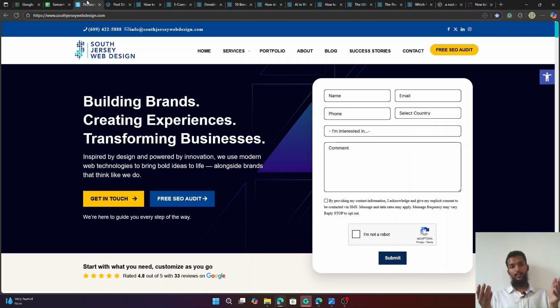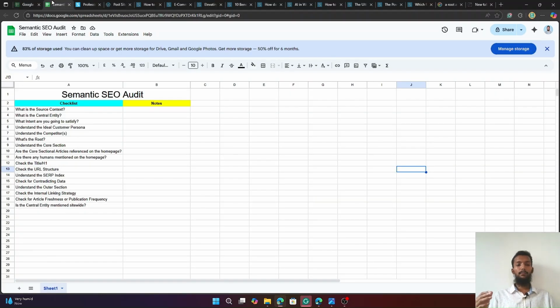Yes, obviously this is a marketing agency, and you can understand the source context of a business by seeing their CTA button or a form. They have a good form here, and good CTAs and services. So they have a proper source context, so that's a good sign. Next we have central entity.